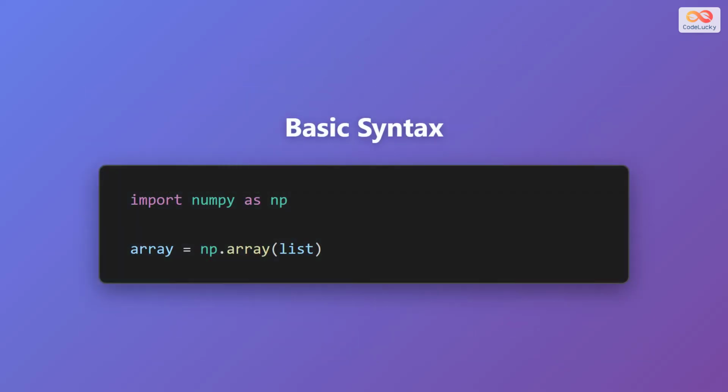The syntax for converting a list to a NumPy array is straightforward. First, you need to import NumPy, typically using the alias np. Then, you use the array function from NumPy, passing your list as an argument. The basic syntax is np.array with your list inside the parentheses. This creates a NumPy array object from your Python list.